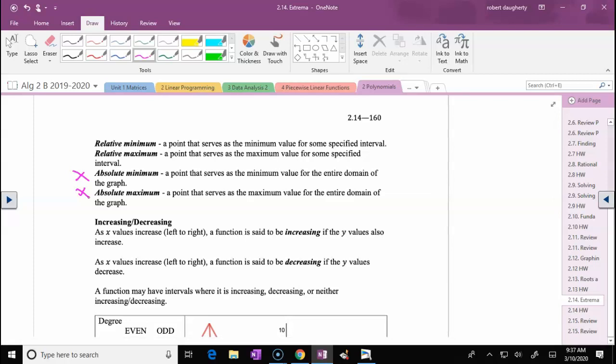Okay. Now the next thing we want to talk about is you'll spend a lot of time in pre-calc and calculus talking about intervals when a function increases and intervals when a function decreases. So what this means is if I travel from left to right on a graph, if my graph is going up, I say that the graph is what? Increasing. If the graph is going down, I say that it is decreasing.